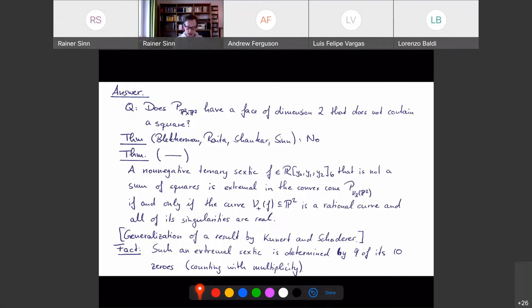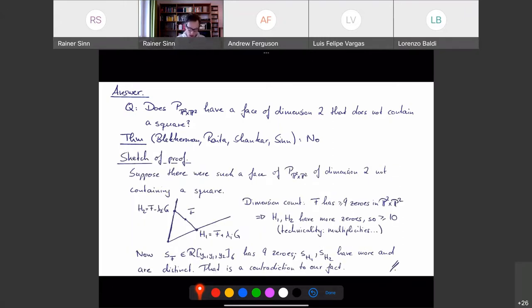So we can study this cone of biquadratics through the determinant sextics, which are easier to understand. The ternary sextics, we kind of know some things about, and that is roughly how we arrive at this contradiction.